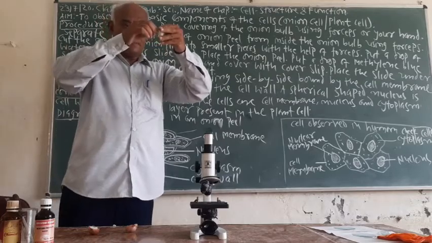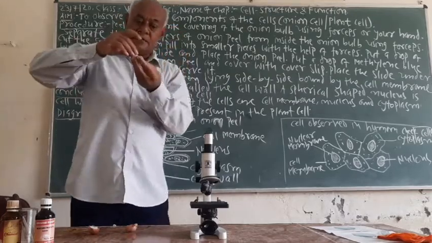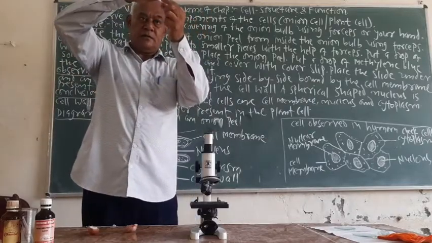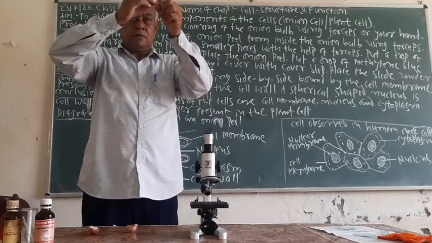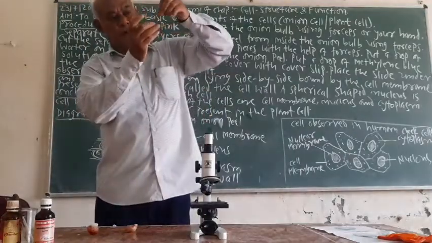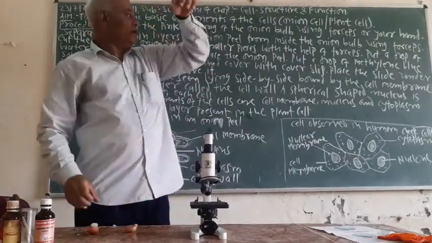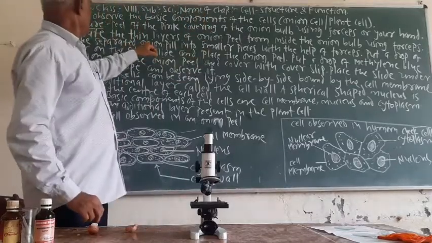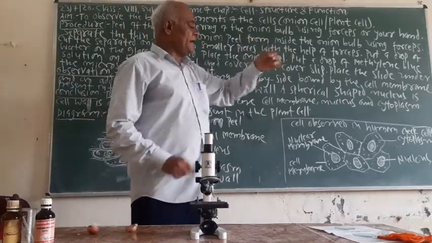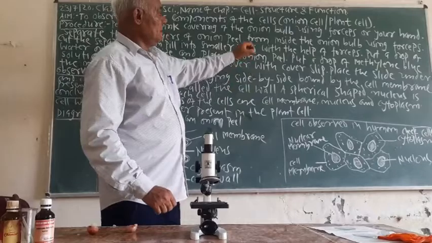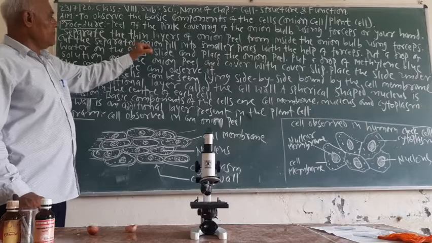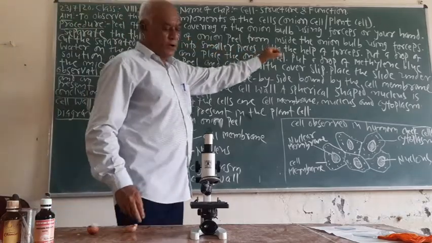If you see, this is a thin layer. Separate a thin layer which is in my hand, if you can see it. So separate a thin layer of onion peel from inside the onion bulb using forceps. Cut the separated onion peel into a smaller piece with the help of forceps.